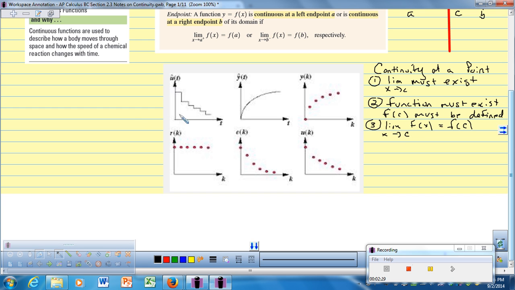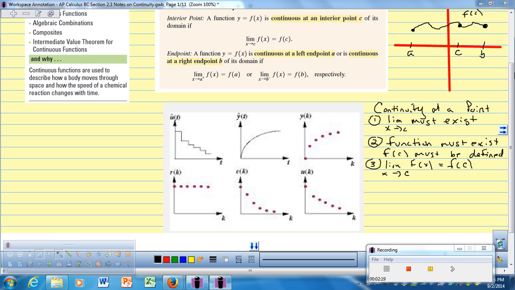So the informal way to think about a function being continuous on an interval is to think about the fact that I can trace a function without lifting my pencil. If I need to lift my pencil to trace the function, then it is not continuous on that interval. That's the informal way to think about it.